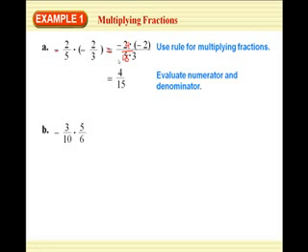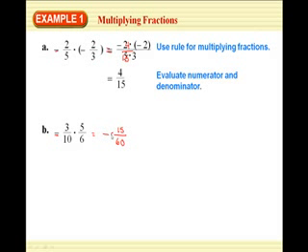Okay, now I want to show you something on this one. There's two ways to look at this. You can multiply first and then simplify second, or you can do what's called canceling out. So let's go ahead and multiply. First off, there's a negative and a positive, so I know the answer is going to be negative. Top times top, that's 15. 3 times 5 is 15, and then 10 times 6 is 60.